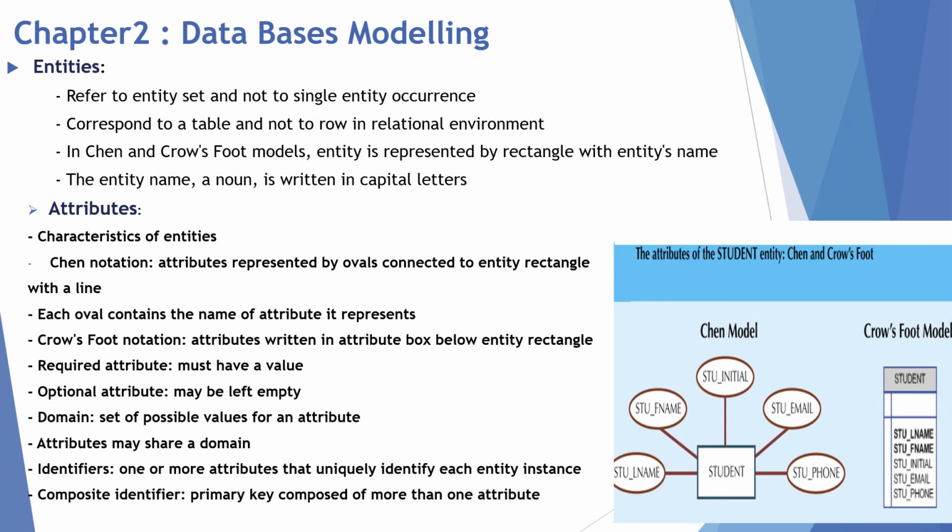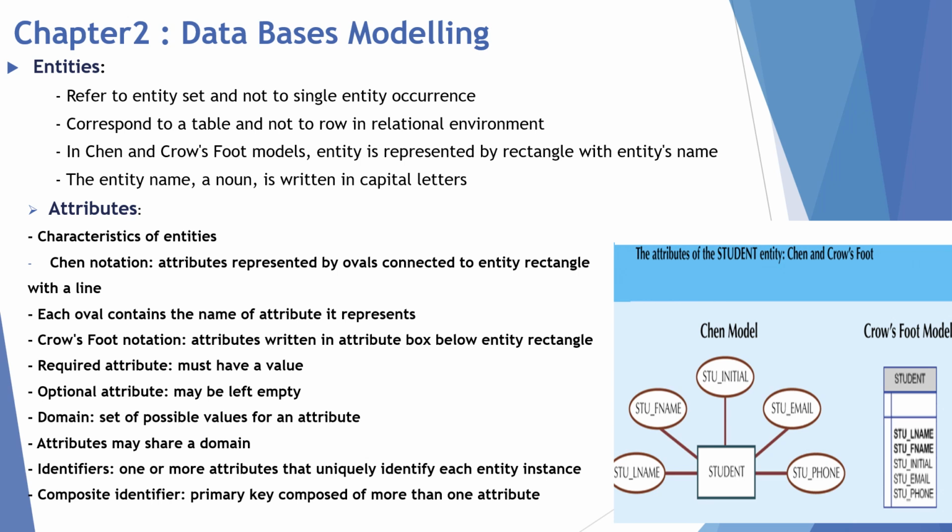Concerning the entities, they refer to a set and not a single occurrence, and a table and not a row in a relational environment. They are described by a set of attributes, one of them being the ID. For example, the entity student is described by student name, first name, email, phone, etc., where we should put an ID such as student ID.